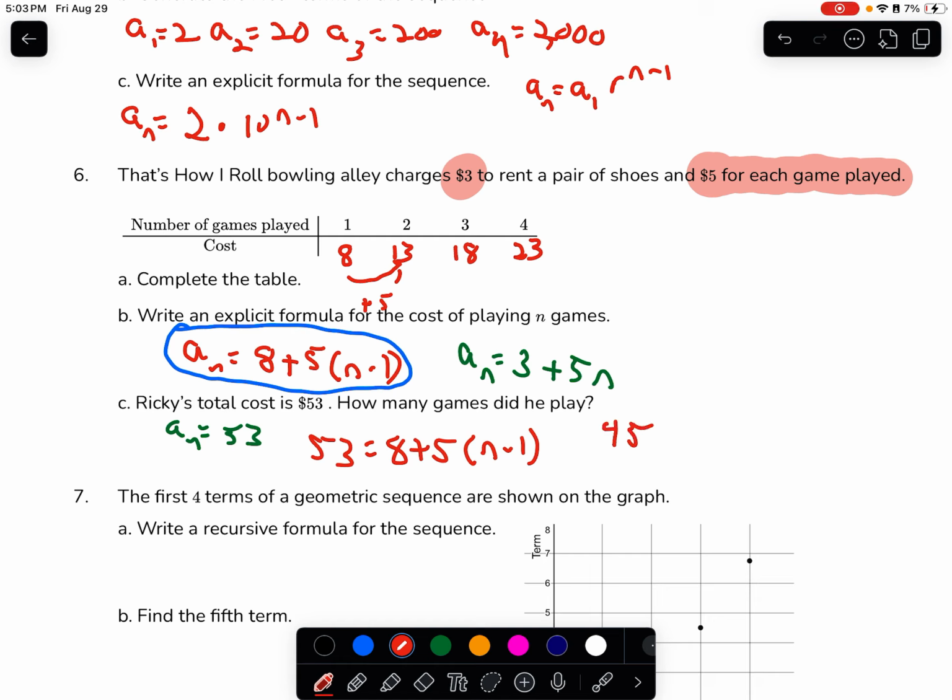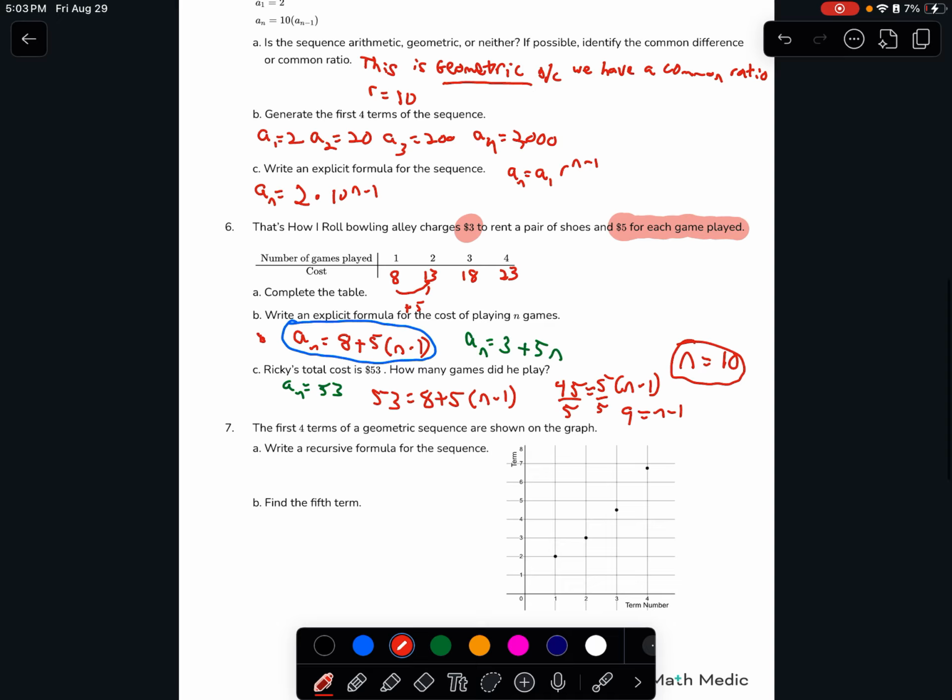So we get 45 equals 5 times n minus 1. Divide by 5. We end up with 9 equals n minus 1, so the number of games played is 10. Now we can check, right? We can plug n equals 10 into this right up here. 10 minus 1 is 9. 5 times 9 is 45, plus 8 is 53. And that's exactly how much they said that you paid for the game.